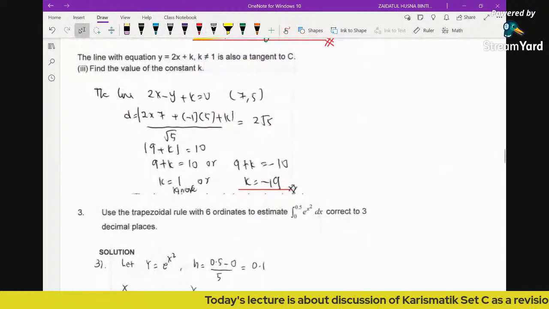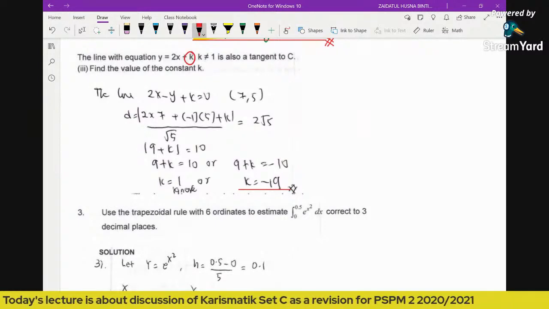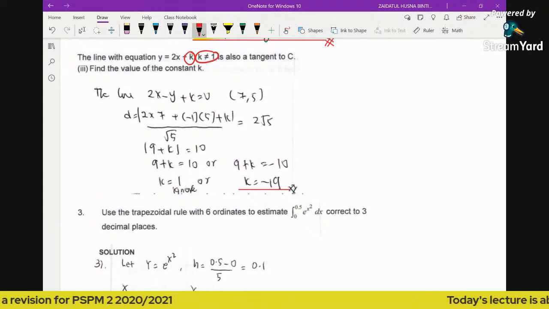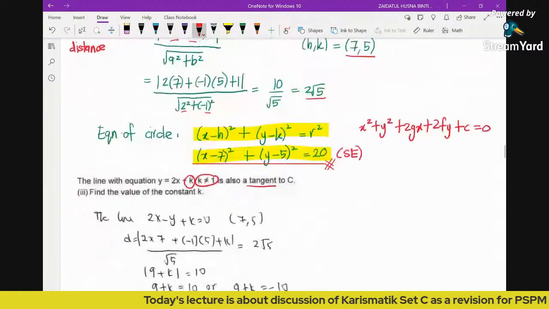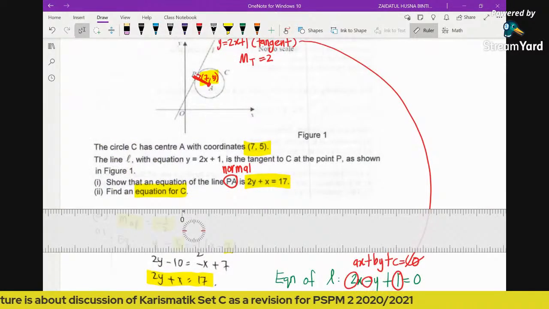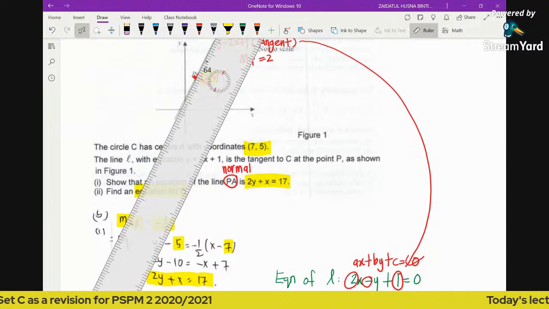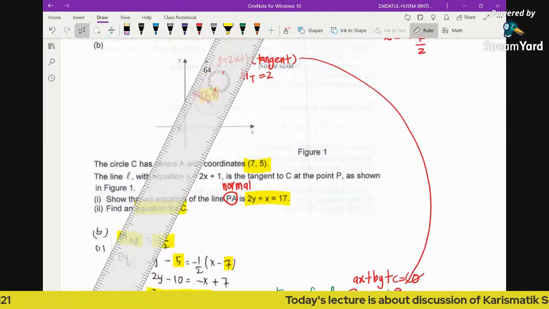The question says, the line with equation y equals 2x plus k, where k is not equal to 1. Why? Because if k equals 1, then this is the equation of straight line L. It's also tangent to C. So find the value of the constant k. So now what do we do? This is basically where the tangent is located. This is the line L, with gradient 2, as we know just now, with equation y equals 2x plus 1.